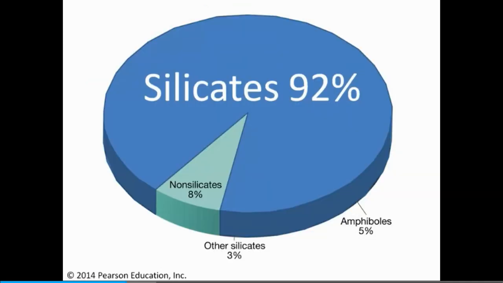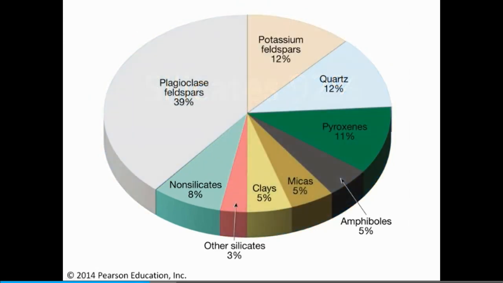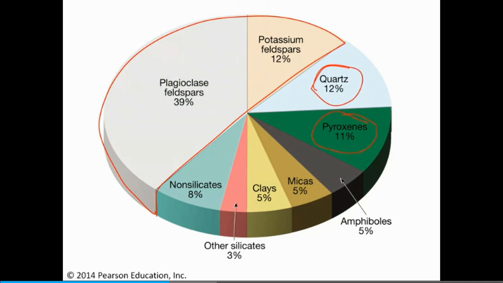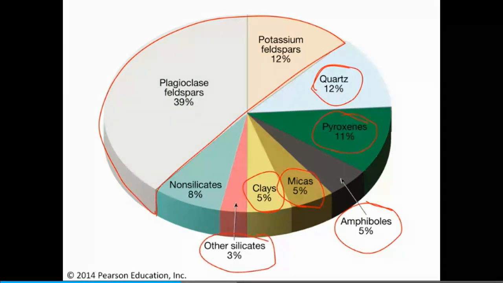Well, you'd be right. The silicate minerals, the ones that have silicon and oxygen in their chemical structure, make up about 92% of the Earth's crust. Non-silicate minerals, in contrast, make up only about 8% of the crust. If we take a look at some of the details there, we see that about half of all minerals in the crust are feldspars of one kind or another, either plagioclase feldspar or potassium feldspar. Other important silicate minerals include quartz, pyroxenes, amphiboles, micas, clays, and a grab bag of other silicates.